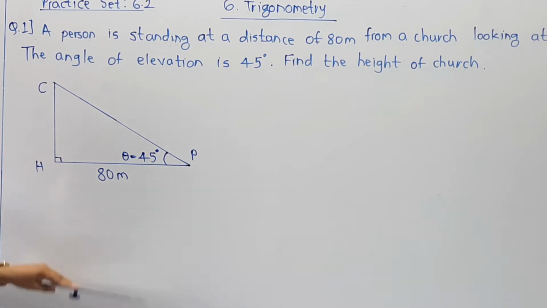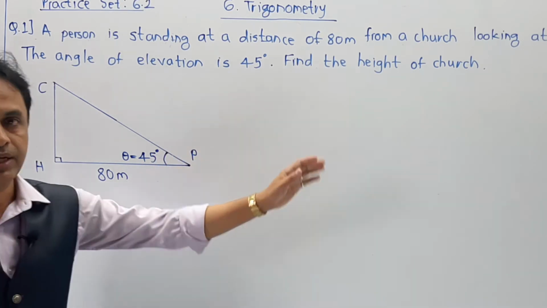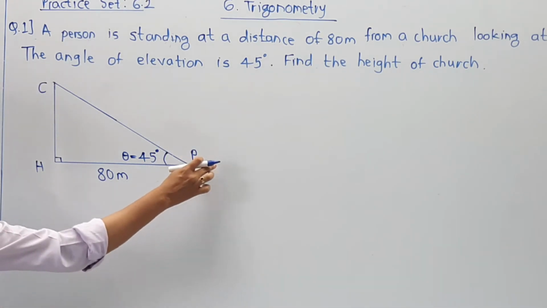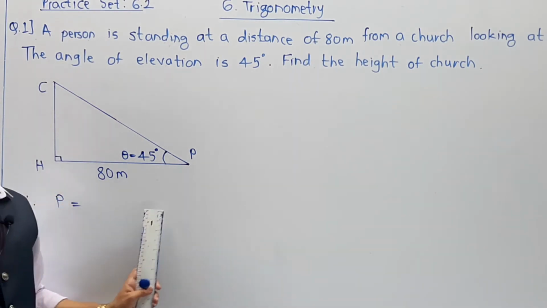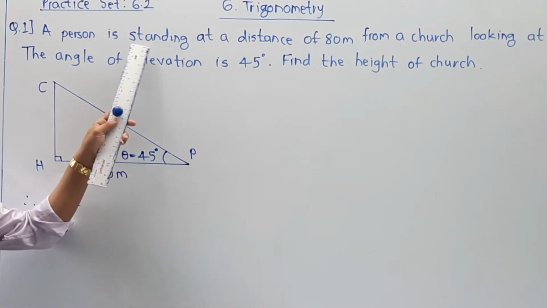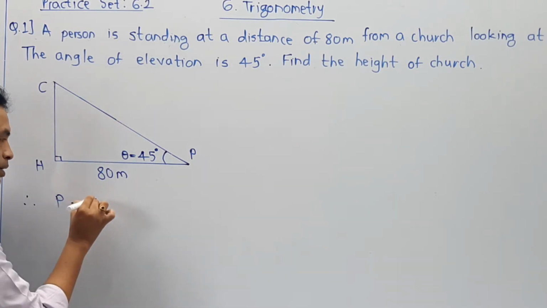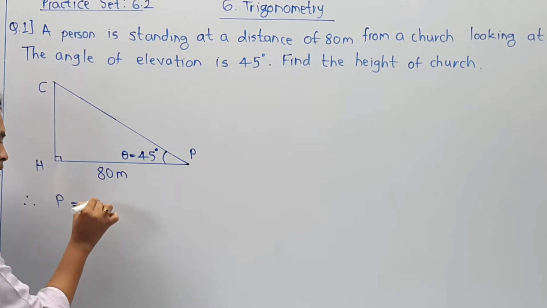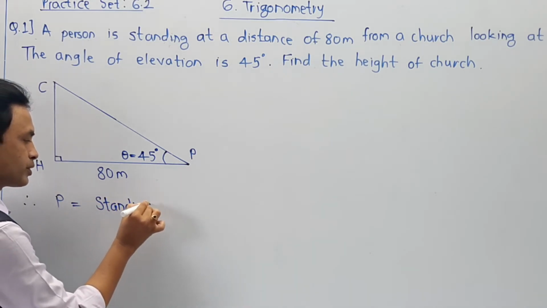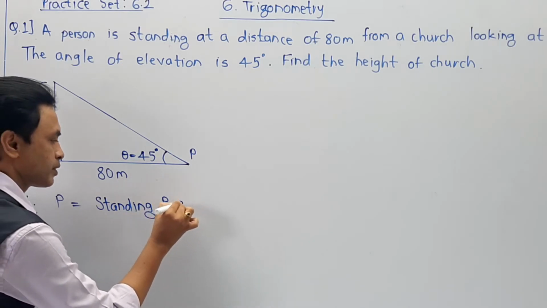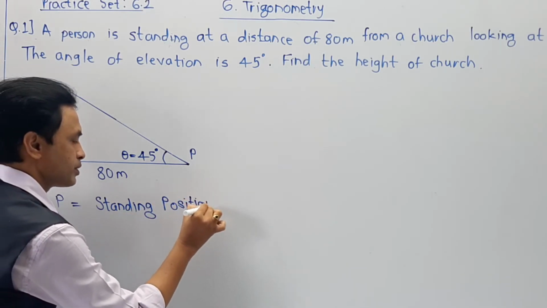Now give the symbolic presentation, and the rest of the calculation we are doing on this side. So one by one, P. Give the declaration of that part. P, you can say a person, or the standing position of a person, given by them. Standing position of person.